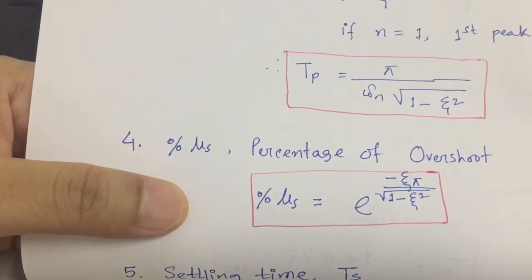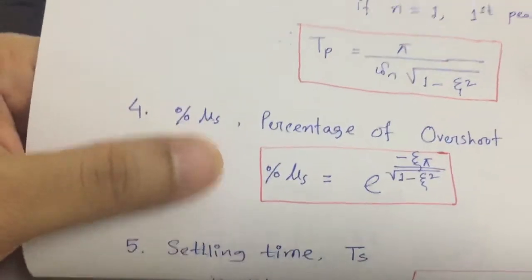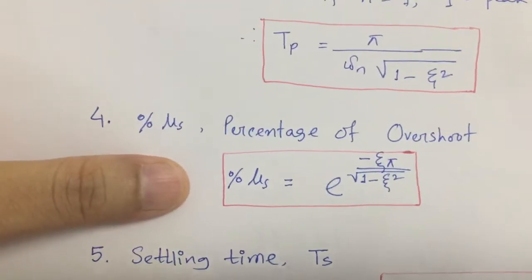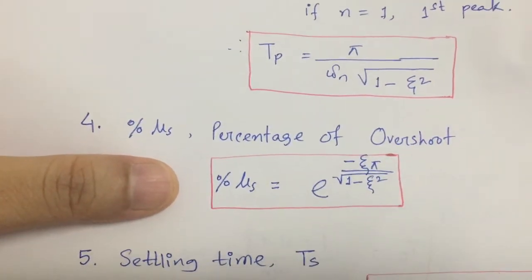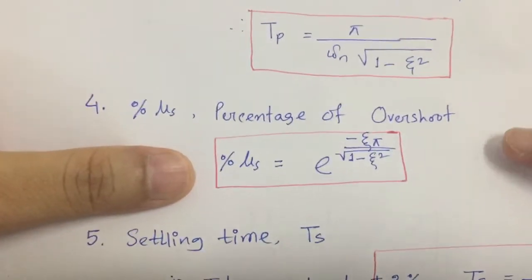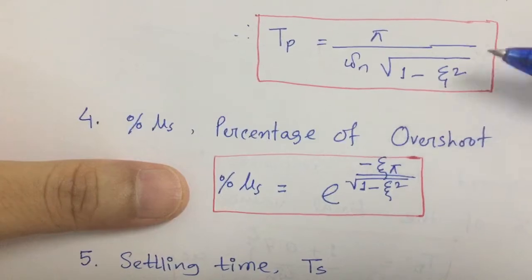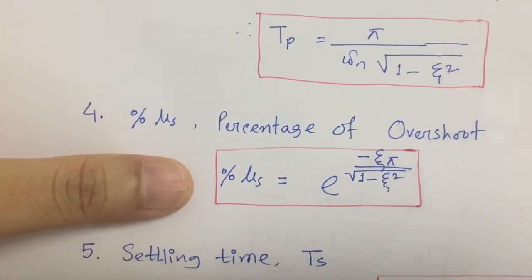Number 4, the term that we need to find out, we call it percentage of overshoot. So the formula for percentage of overshoot is equal e power of minus zeta pi divided by square root of 1 minus zeta square.